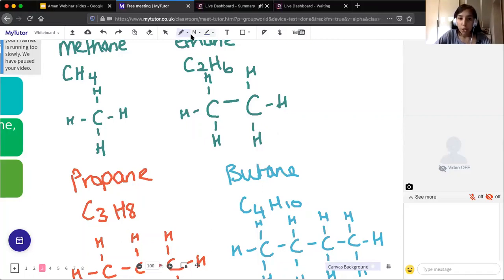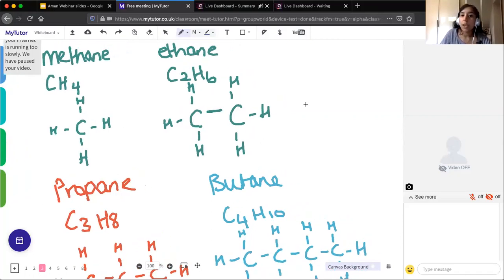CnH2n+2. Excellent. So the general formula for alkanes is CnH2n+2, and n just means a number of carbon atoms. H2n means we double the number of carbon atoms, plus 2. If we look at ethane, for example, there are 2 carbon atoms, so n is 2. So we expect hydrogen to be 2 times 2, which is 4, plus 2, which is 6. So that's why ethane is C2H6.